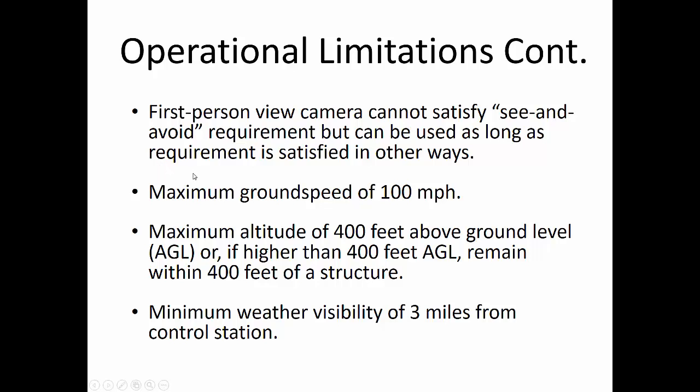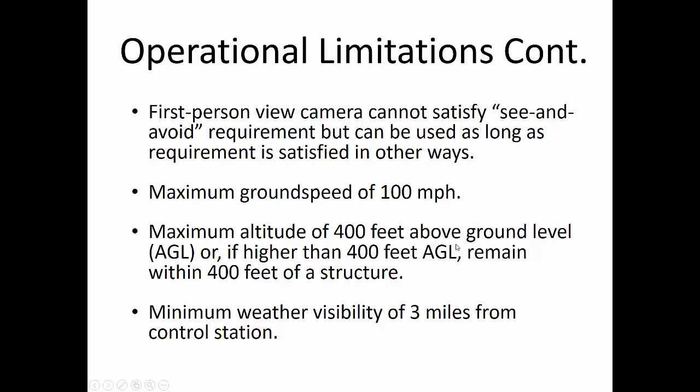So if you've watched drone racing on ESPN, they're using first-person view cameras to fly the drones when they're racing them. You can't do that from a business standpoint. Maximum ground speed of 100 miles per hour. Most all the drones that we'll use commercially get you in that 30 to 40 miles per hour range.